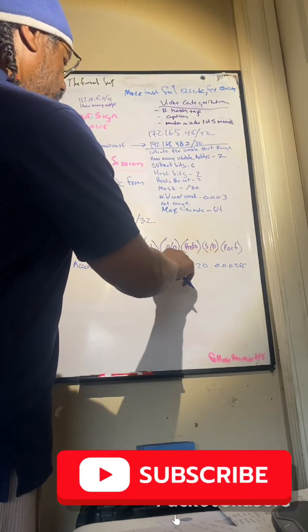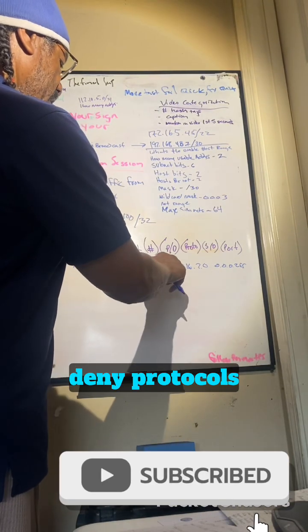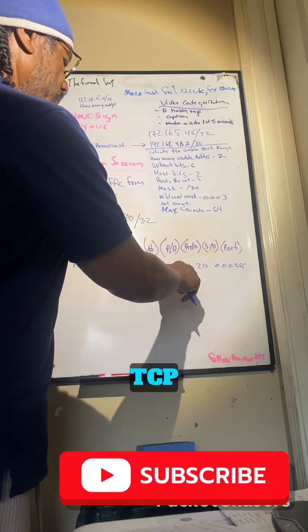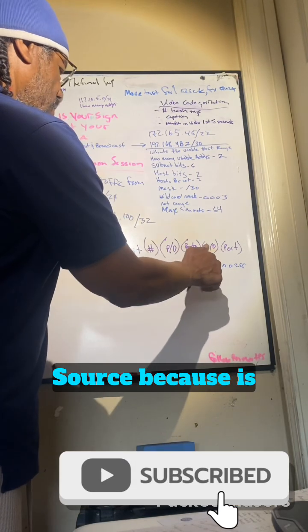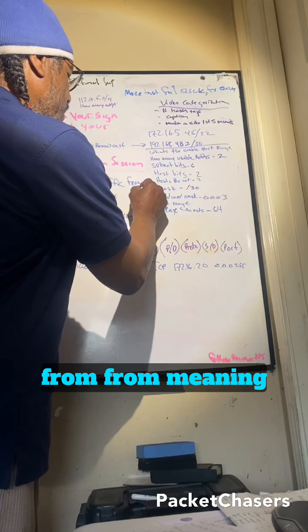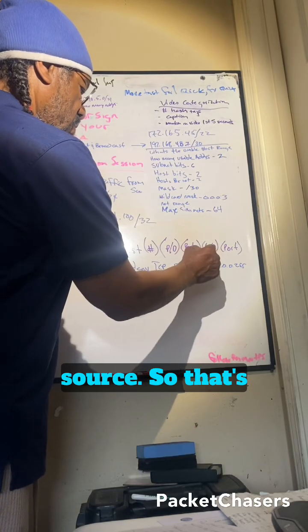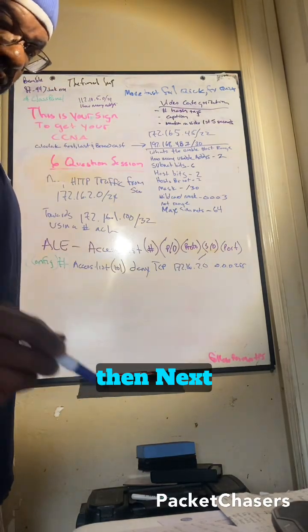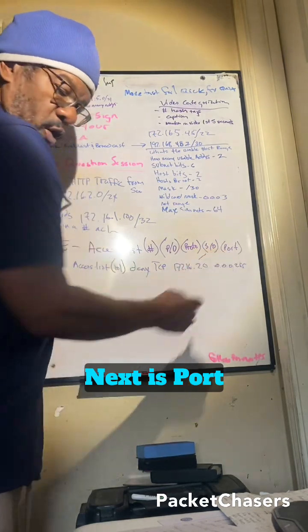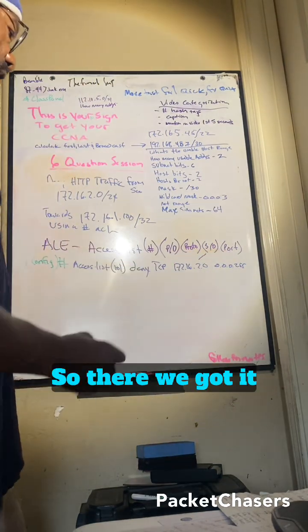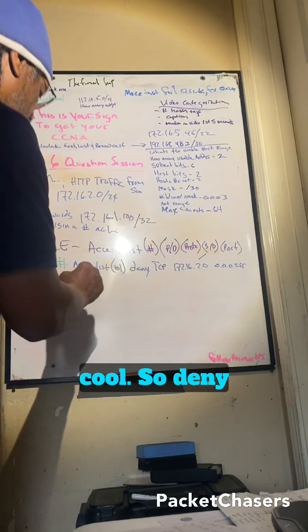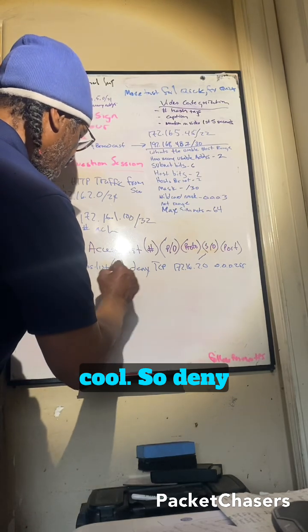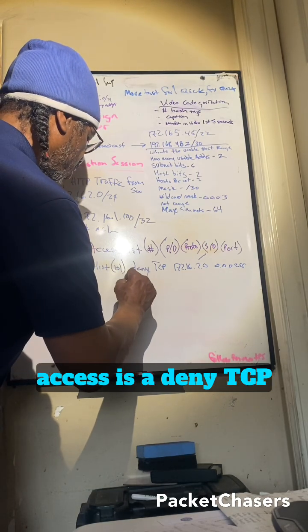Boom. Protocol: deny, protocol TCP, source, because it's from, meaning source. So that's source. And then next is port, right? So there we got it. Protocol TCP. Okay, cool. So deny access is a deny TCP.